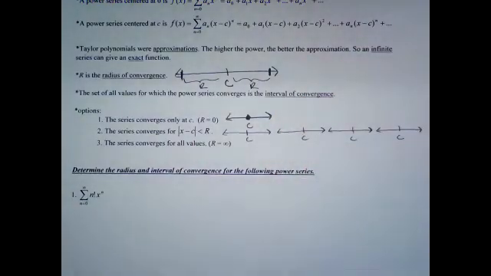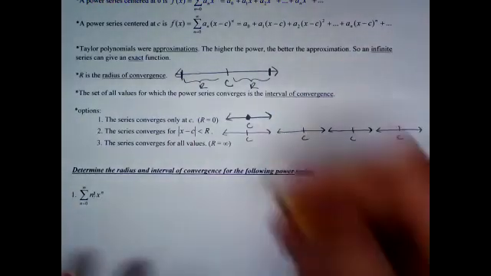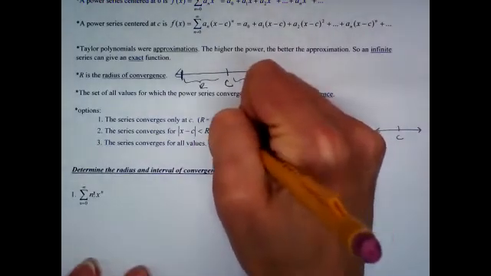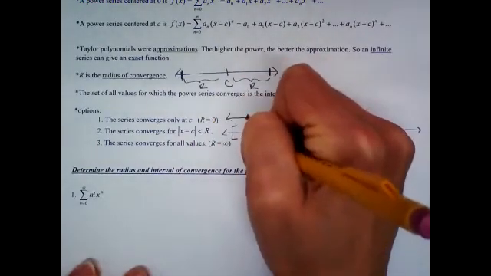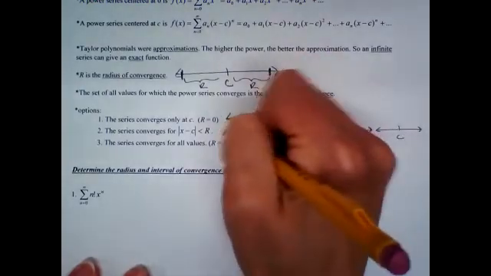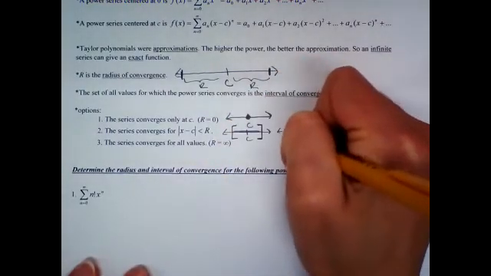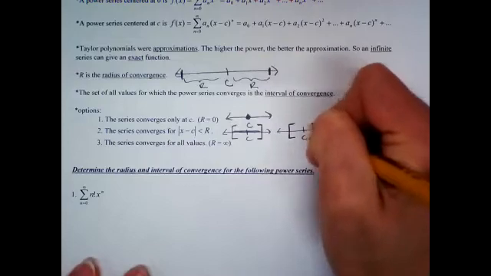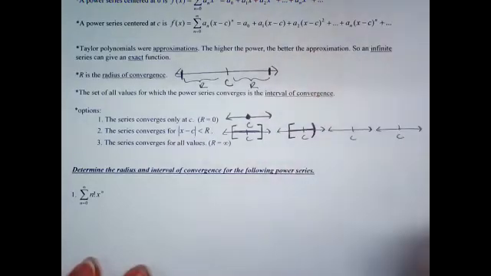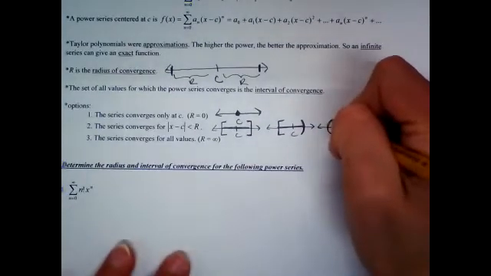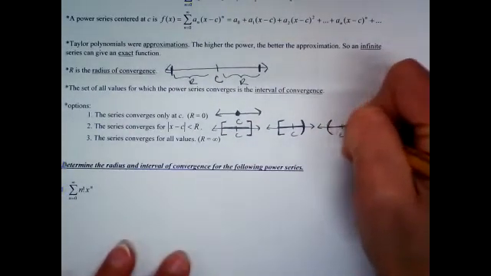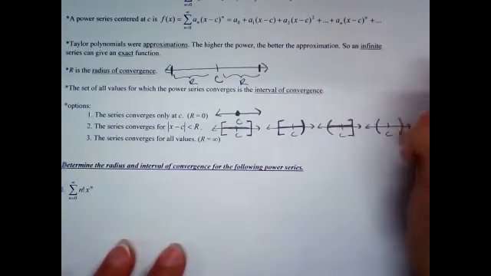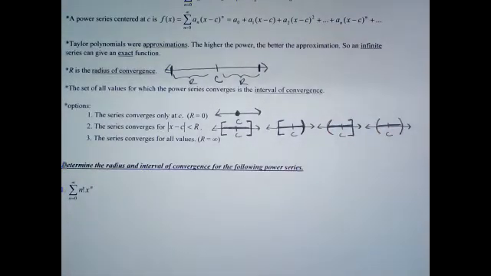So you would go a distance of R away from that center. And so you could either keep both of the endpoints, like it will converge at both of those endpoints. It might converge at the first one, but not the second one. So do you see what I'm doing with the brackets versus parentheses here? Or it might diverge at the first one, but converge at the second one, or it might diverge at both of them. So what you end up having to do is check those endpoints to see if it converges or diverges at each of the endpoints.